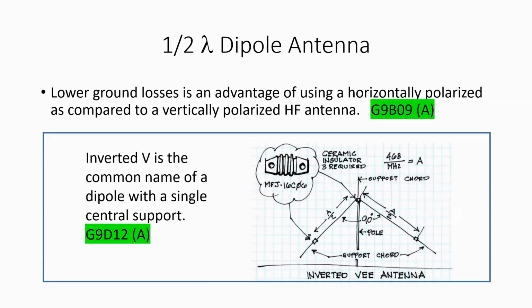So moving on. Lower ground losses are an advantage to a horizontal antenna if you can get it up in the air, as compared to a vertically polarized antenna. This is a positive answer here. This is a reconstructed question in a positive way, and you can reference the actual question if you like at the end of this. The inverted V is a very common form of the dipole, and one of the things that I'll share with you about that is it will usually have a lower impedance than the dipole that has the horizontal legs and horizontal elements because of its proximity to the ground.